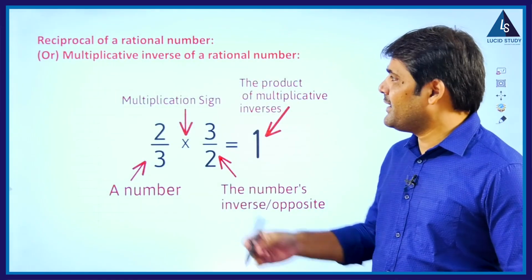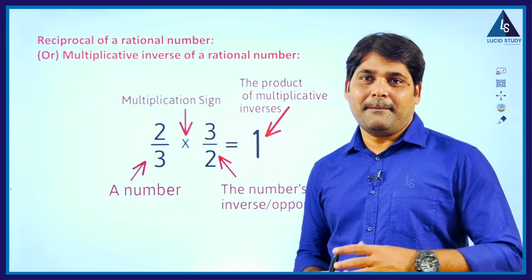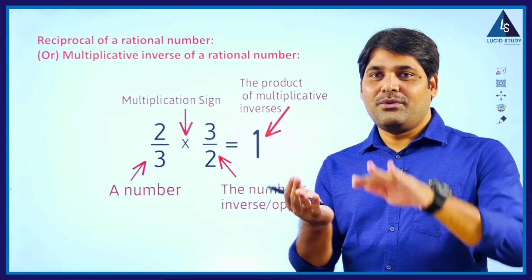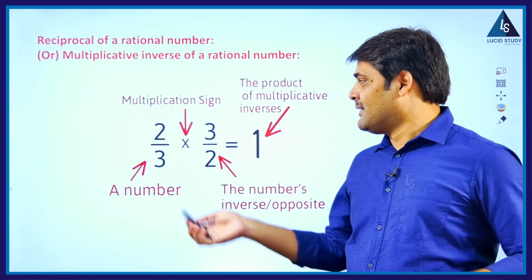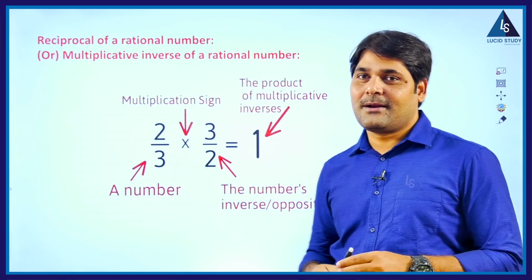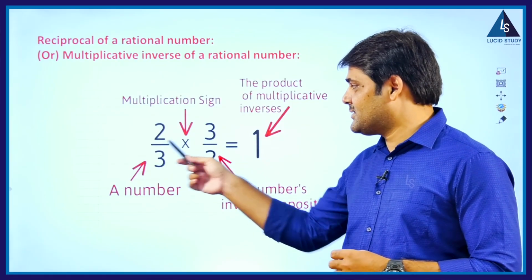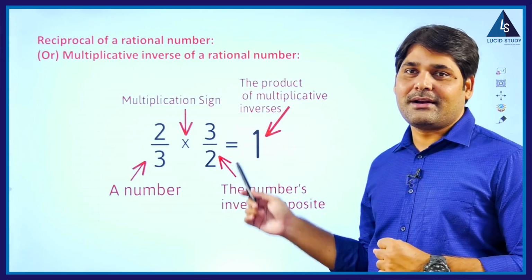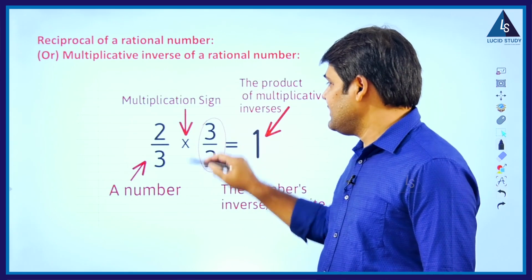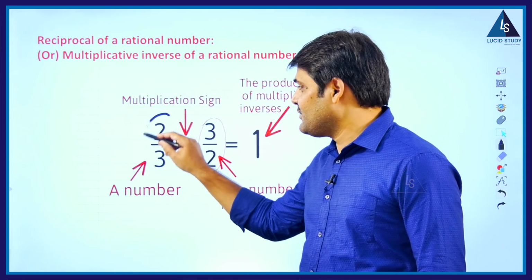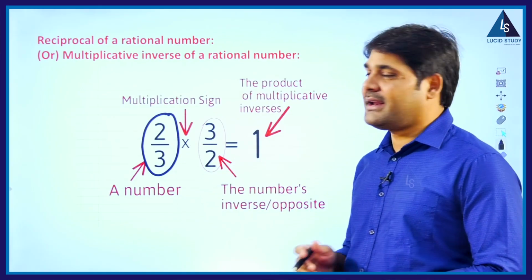So next concept is reciprocal of a rational number or multiplicative inverse of a rational number. See here, multiplicative inverse or reciprocal means we have to reverse the number. See here, 2 by 3 is there. If you reverse that, that means numerator you make into denominator and denominator you make into numerator, then it will be 3 by 2. Now you multiply these two. So you will get multiplicative identity 1. So 3 by 2 is said to be multiplicative inverse of 2 by 3. Similarly, 2 by 3 is a multiplicative inverse of 3 by 2.